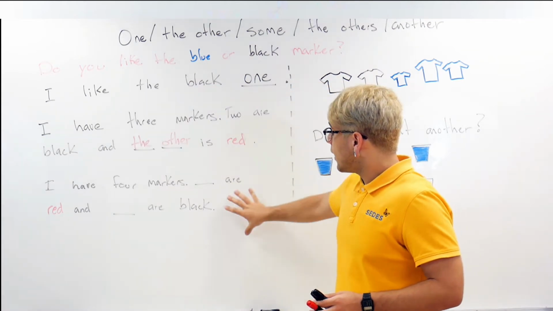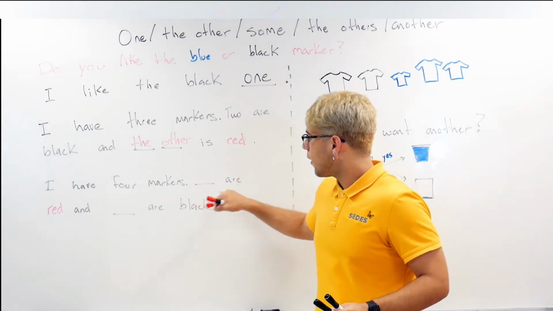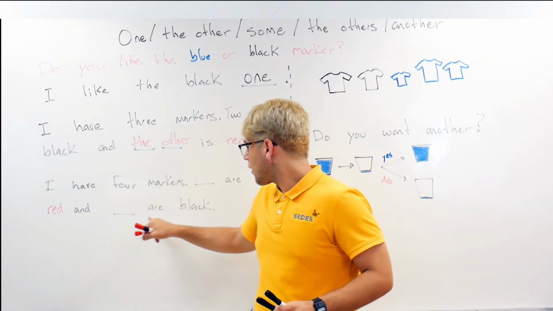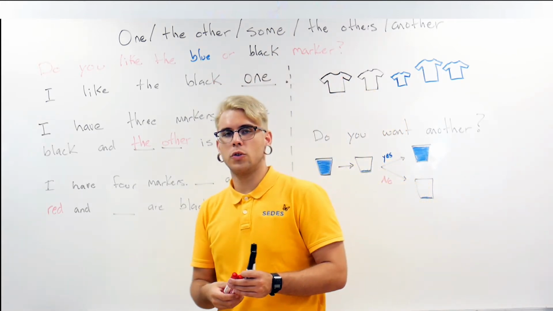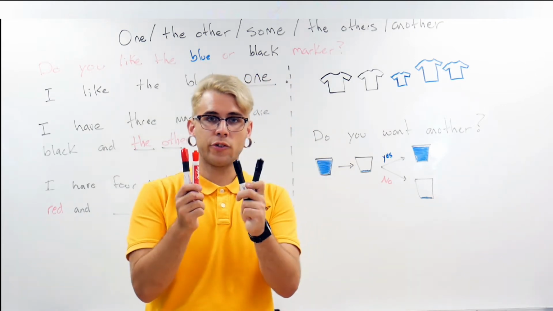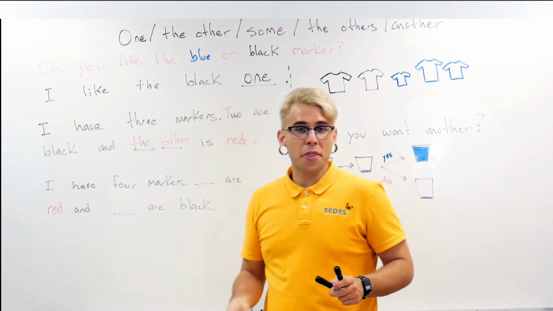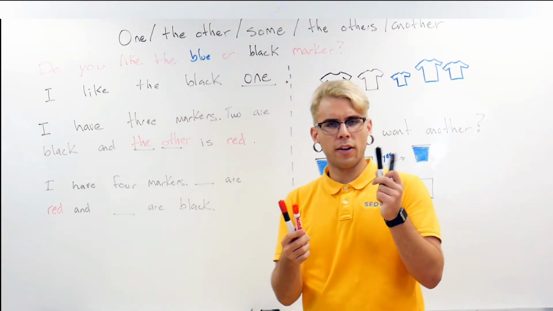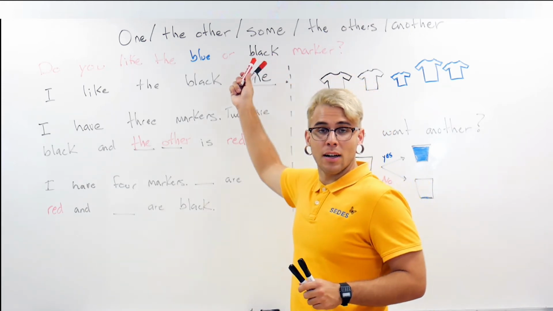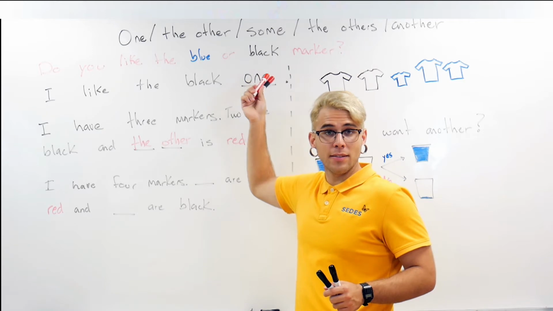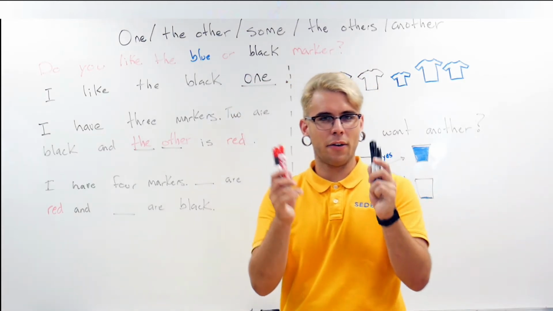Okay, so now next example we have is I have 4 markers. Blank are red and blank are black. So which one of these pronouns are we going to use to describe multiple, so more than 1? It's not one. It's not the others, because the others just means 1 remaining, but we have 4 here. It could be some. Remember, some is not 1. It's not singular, but it's more than 1. The others talks about what's remaining, but we still have everything left.